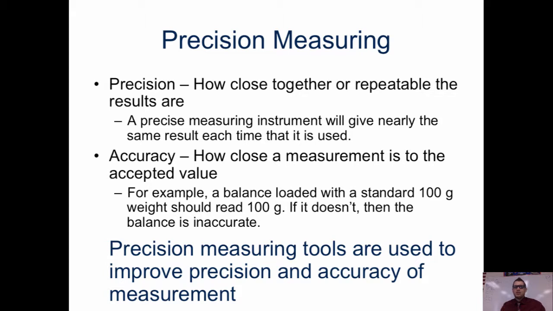So, accuracy and precision go together. Precision measuring tools are used to improve precision and accuracy of measurements. So, they work together to make sure that it is a precise measurement.